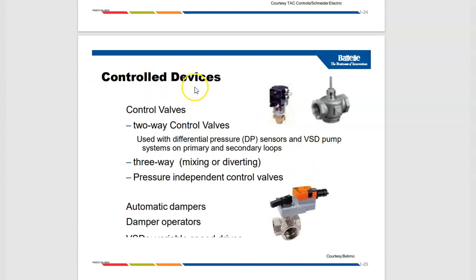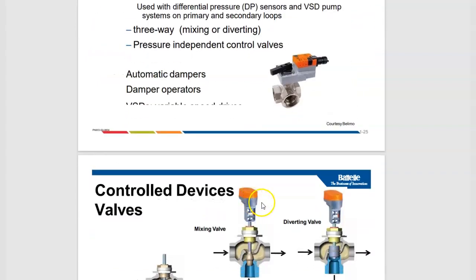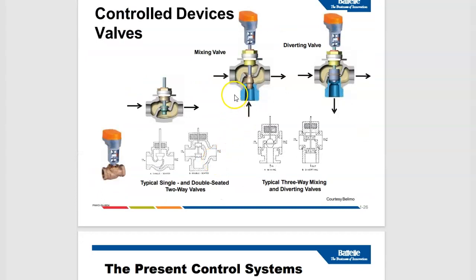Jump to control devices. Basically, for control devices we have two-way control devices, three-way, and pressure independent control devices. This is a picture of a control device. We have also automatic damper operators. What does this control device do? When we have a valve over here that is big, whatever we need to mix, the control device will either open or shut off the valve.